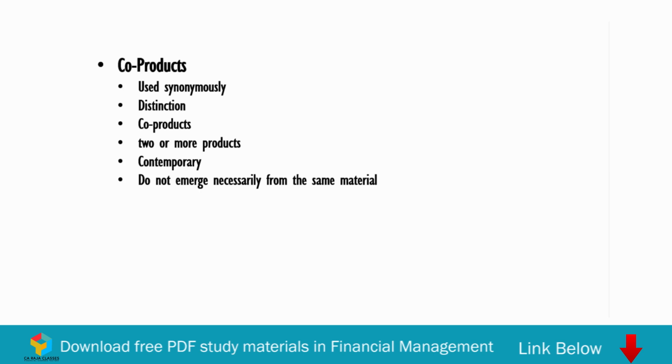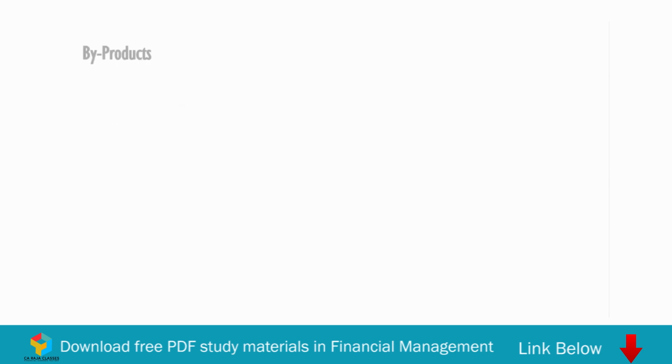For example, if you take wheat and gram, they are produced in two separate forms with separate processing of cultivation, so they are called as co-products. Similarly, if you take timber boards, they can be made from different trees and they are co-products. Let's now move on to understand what is byproducts.